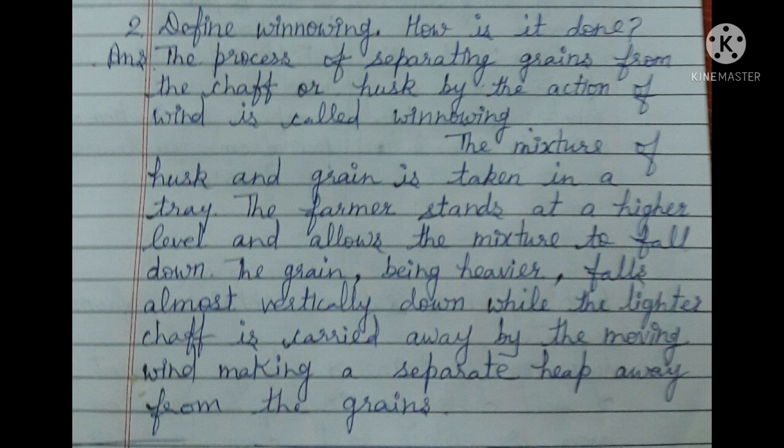The farmer stands at a higher level and allows the mixture to fall down. The grain, because it is heavier, falls almost vertically down, while the lighter chaff is carried away by the moving wind, making a separate heap away from the grains. So in this way, the grains and the husk are separated.